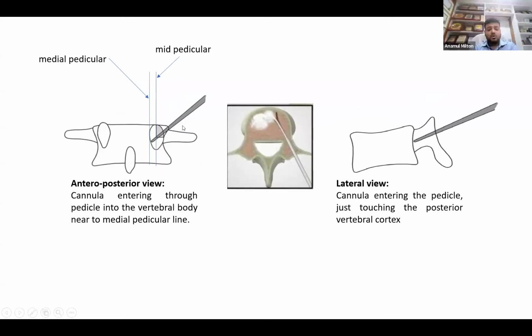After that, when we touch the medial pedicular border, at that time I have already reached the posterior cortex of the vertebral body. That means I have already crossed the pedicle, so here I never breach the pedicle. But if you are touching the medial pedicle in the AP view while you are still in the middle of the pedicle in the lateral view, you have to travel more. At that time what happens? You have to breach the medial pedicular border area. This is the very, very dangerous part, so never ever do this.